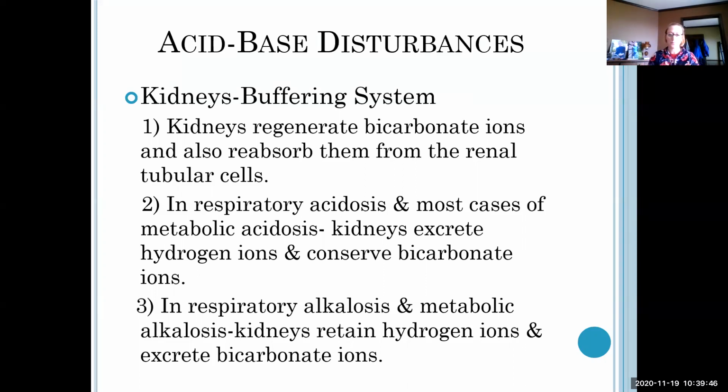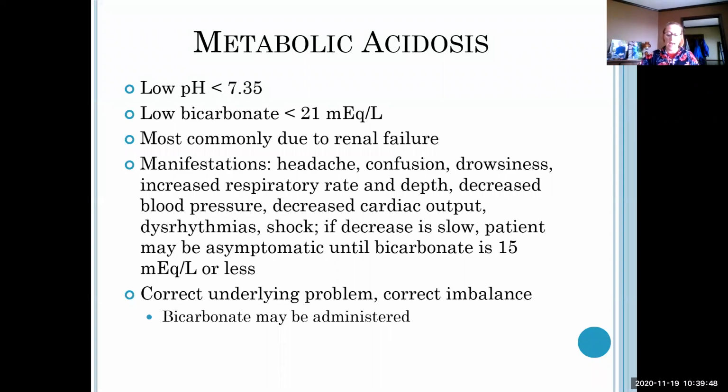With metabolic acidosis, when you're looking at it with our ROME method, you can see how that works. When our pH is low and our bicarbonate is low, both arrows are pointing the same direction. That's where we get our metabolic equal: the arrows are equal to each other. Metabolic acidosis is most commonly due to renal failure.